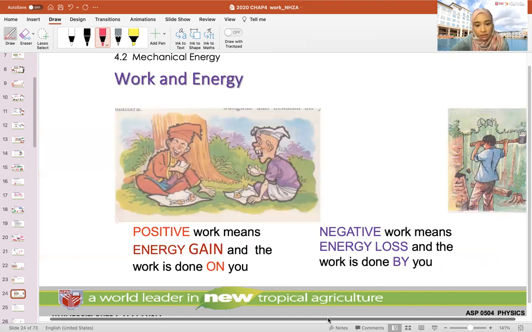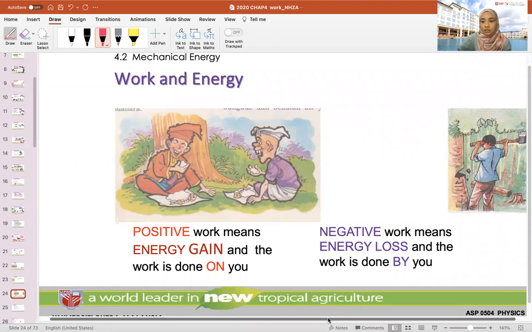So positive work means that you are gaining energy. So if I'm eating, I can say that the food is doing positive work on me. Therefore, me as a system is gaining energy. So when I eat, I'm gaining energy. So I am gaining positive work. The work is done by the food on me.